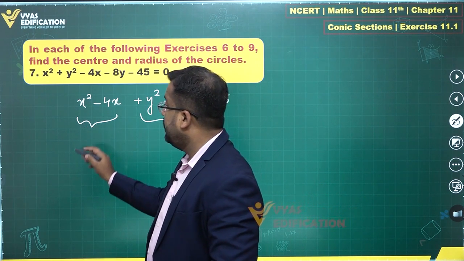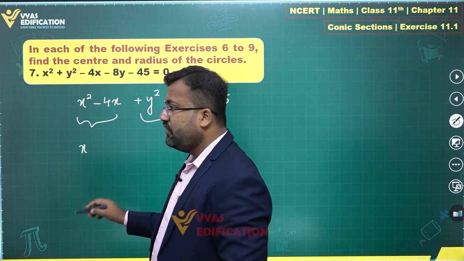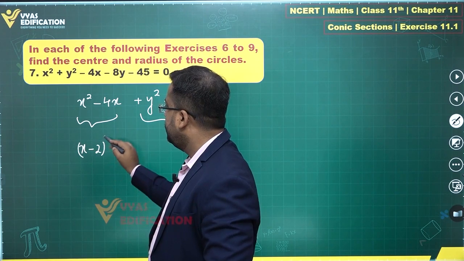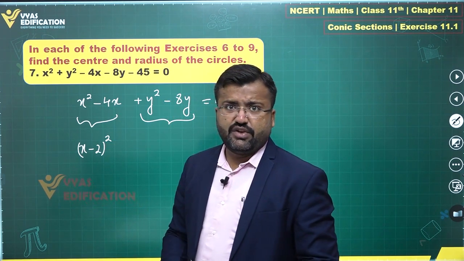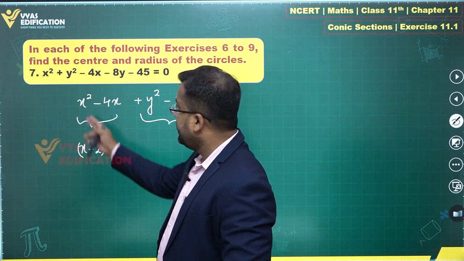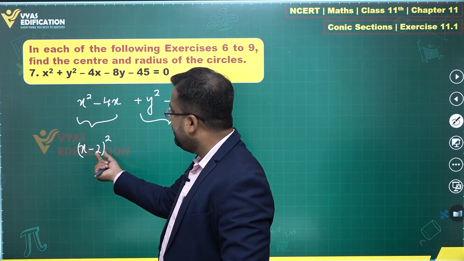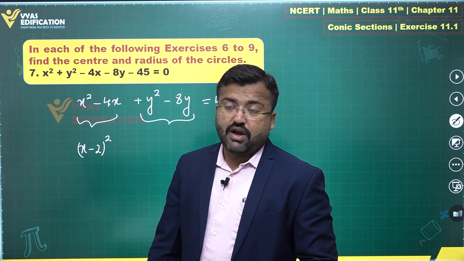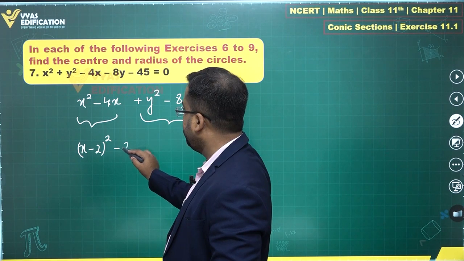Okay, and how will I do that? This is x square minus 4x, this will become (x minus 2) squared. Half of this 4 will come over here. (x minus 2) whole square. What I'll get is x square minus 4x, and there will be an extra term of 2 squared. So let's subtract that 2 square.